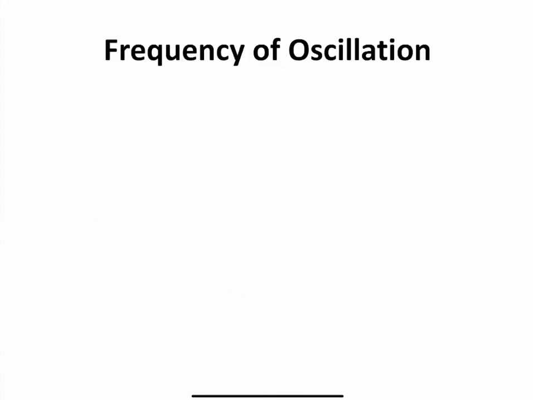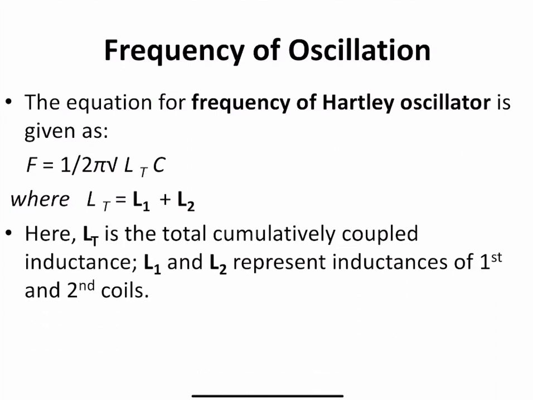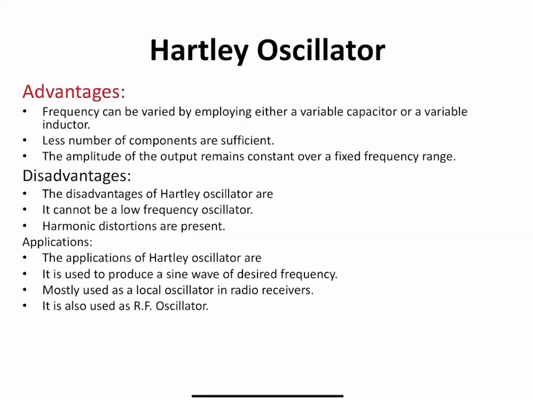Now the frequency of oscillation is given by this relation: f equals 1 by 2 pi root of LT C. LT is the total inductance in the tank circuit. As L1 and L2 are in series, LT will be the sum of L1 and L2. Here LT is the total coupled or equivalent inductance. L1 is the inductance of the first coil, L2 is the inductance of the second coil.